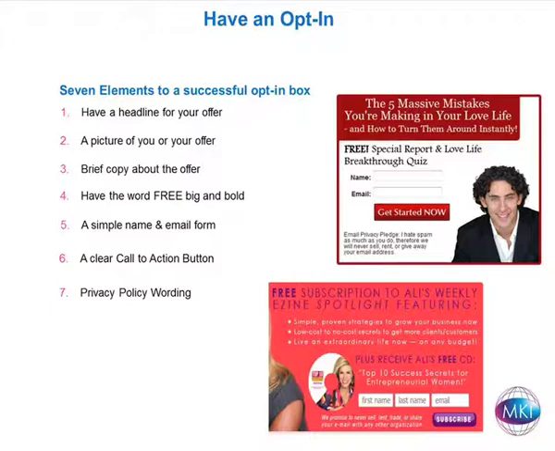The 5th element to a successful opt-in box is a simple name and email form. All you want is just what they've got there, a couple of boxes, because those are the only 2 tools you want. And next week I will show you what to do with those when you get them. Number 6 is a clear call to action button.